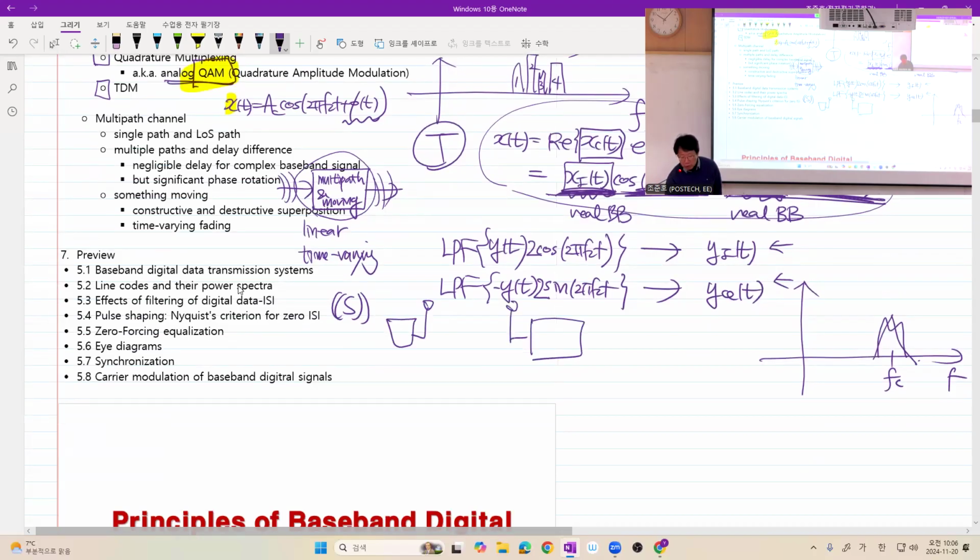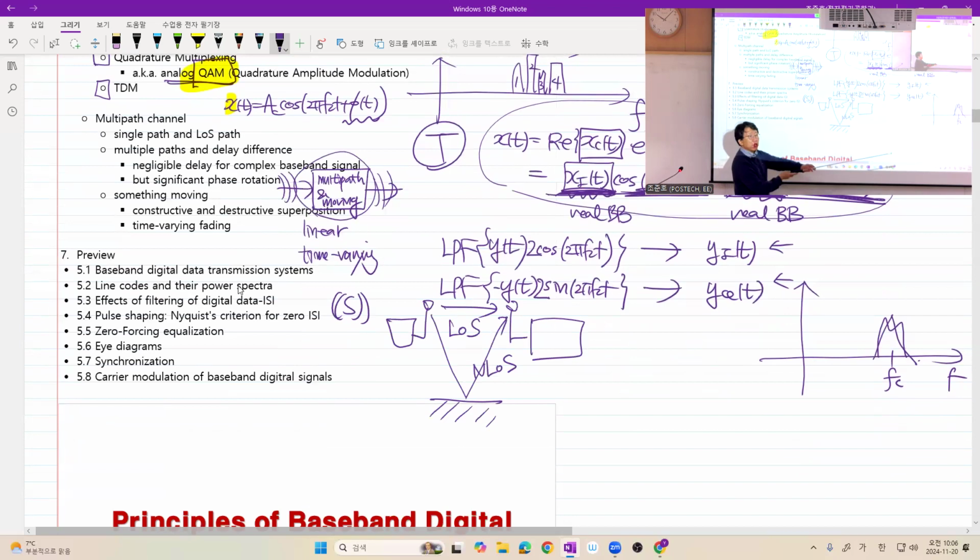In the extremely simple case, you may have time varying amplitude. So I've drawn this type of simplified case where you have a so-called line of sight path and a non-line of sight path, which are popularly abbreviated as LOS and NLOS paths. And this one is moving away. Then what happens? You have this path distance fixed, but that path distance increasing.